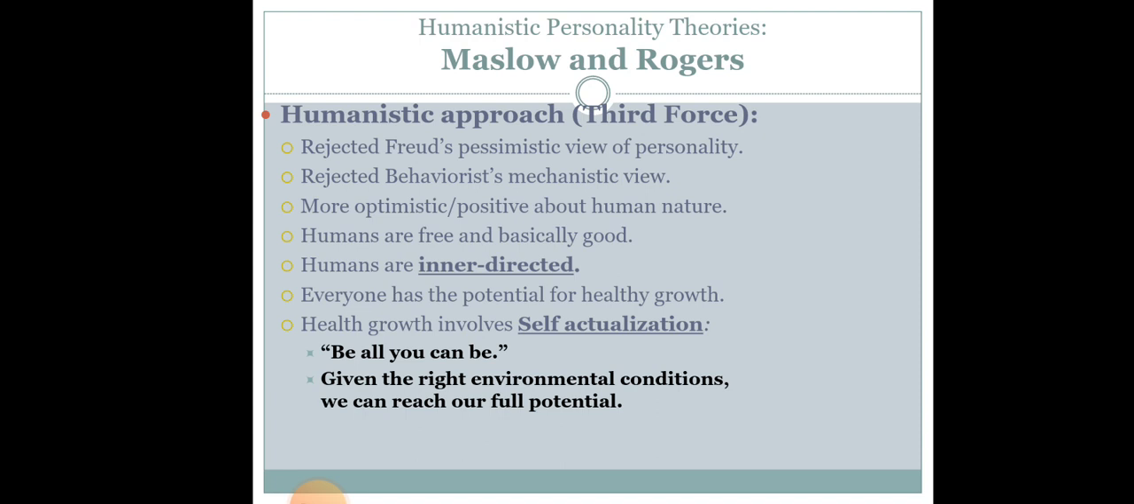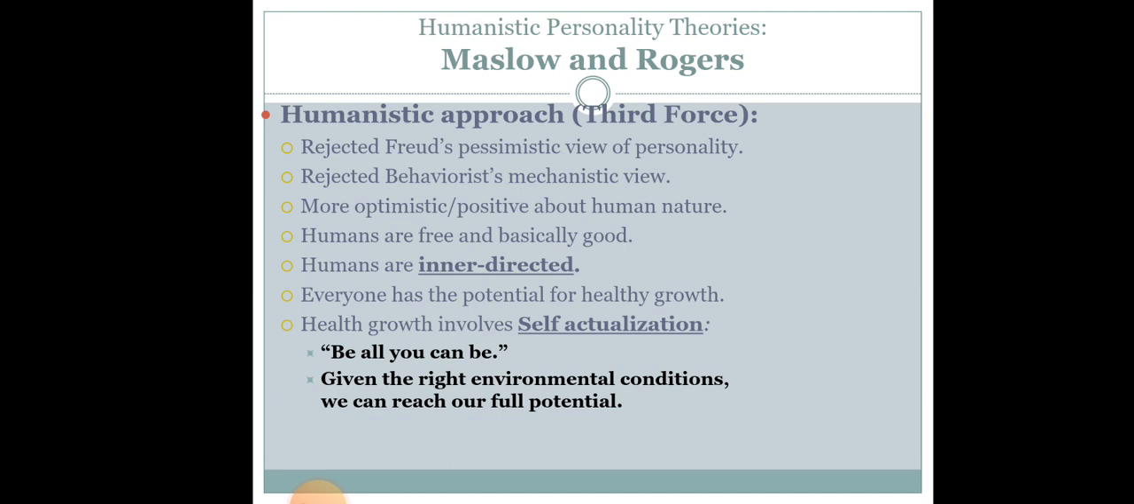Here we rejected Freud's pessimistic view of personality, because Freud was very pessimistic for the ones who didn't accept his theory. We rejected the behaviorists' mechanistic view, more optimistic, positive about human nature. Humans are free and basically good in the humanistic approach.